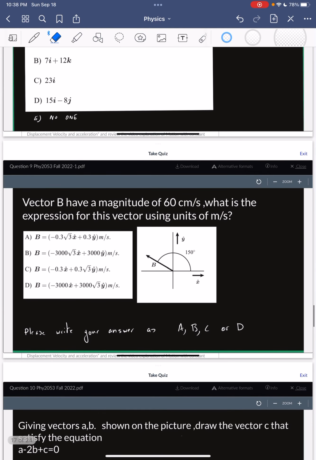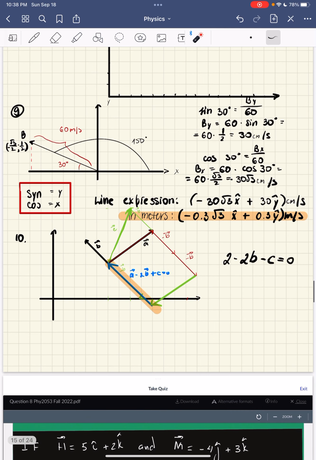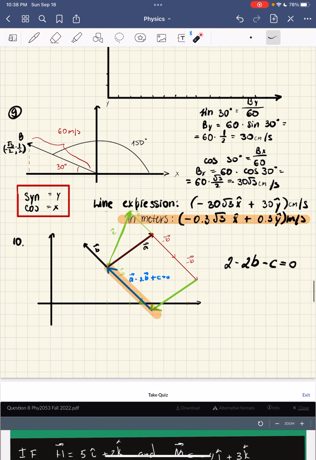For question 9, vector B has a magnitude of 60 centimeters per second. What is the expression for this vector using units of meters per second? Let's go to where I solved it. So I drew this diagram right here.